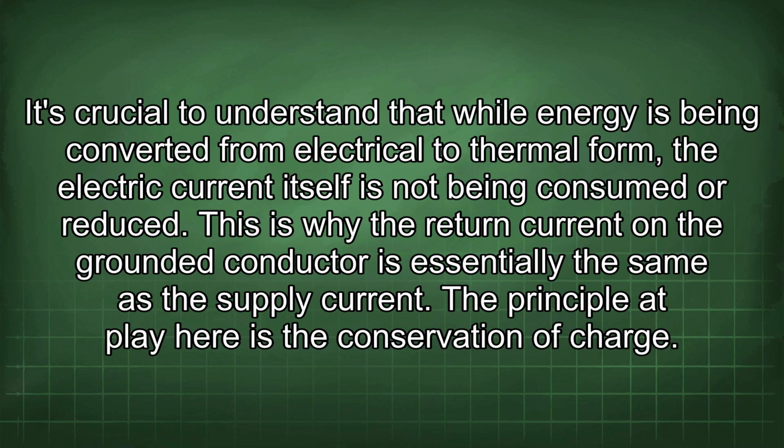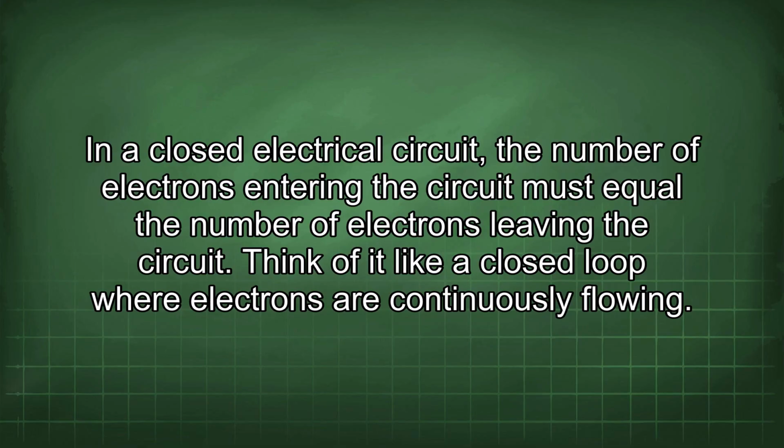It's crucial to understand that while energy is being converted from electrical to thermal form, the electric current itself is not being consumed or reduced. This is why the return current on the grounded conductor is essentially the same as the supply current. The principle at play here is the conservation of charge. In a closed electrical circuit, the number of electrons entering the circuit must equal the number of electrons leaving the circuit. Think of it like a closed loop where electrons are continuously flowing.